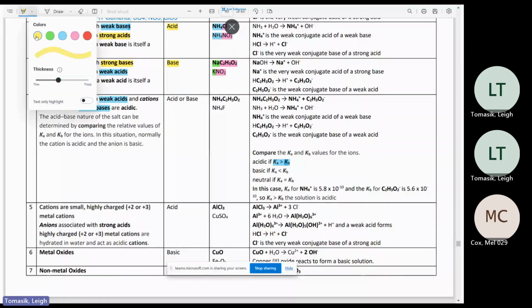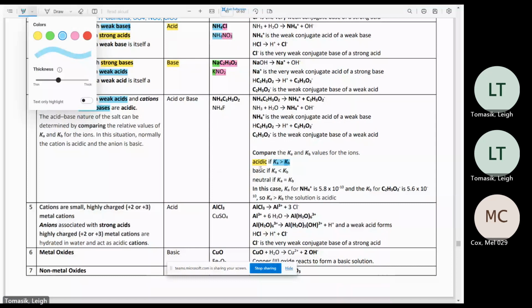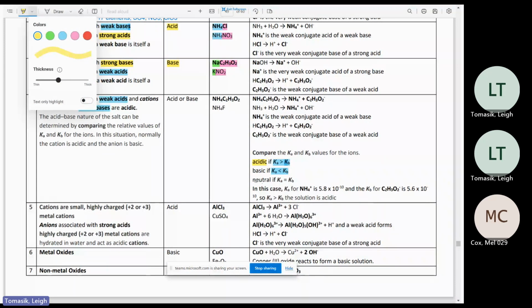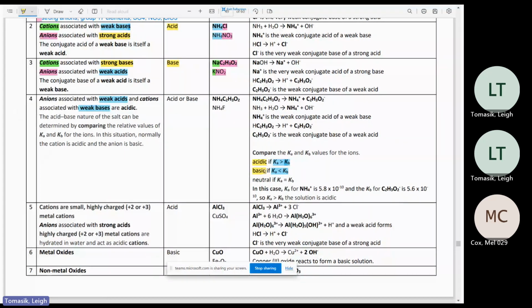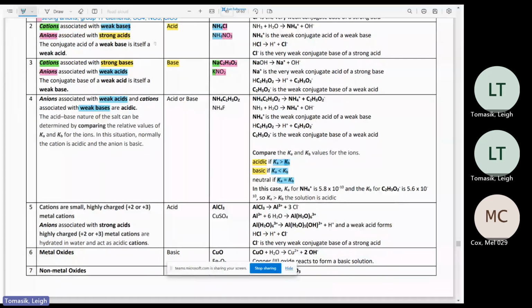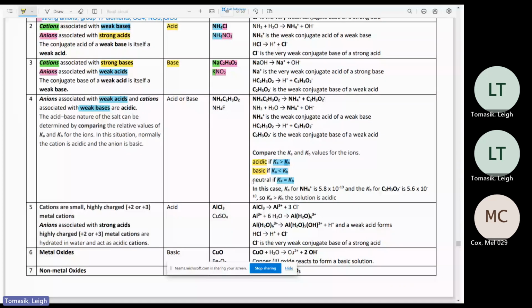I think that makes perfectly logical sense. If your acid is stronger than the base, your salt is going to be acidic. If your base is stronger than the acid, right? In other words, if the Kb number is bigger than the Ka number, we're going to get a basic salt. And if it's one of the rare situations where Ka equals Kb, we're going to get a neutral salt.